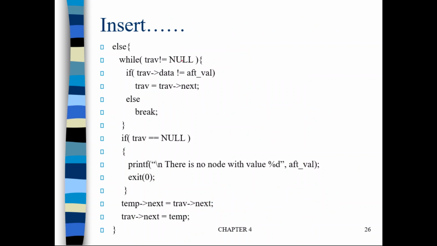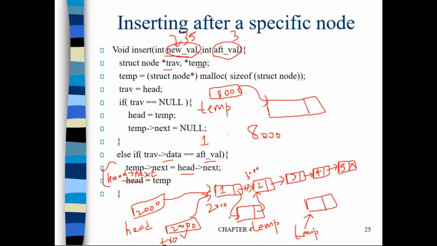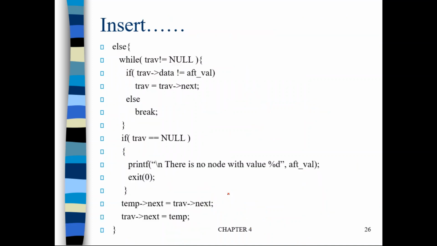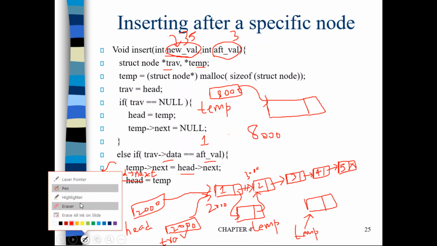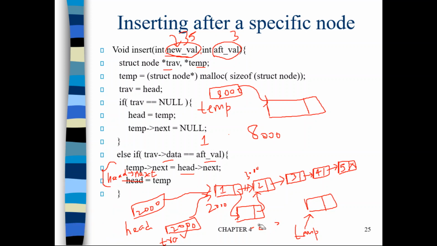Then while traverse not equal to null, what we do is we check if traverse arrow data not equal to after val. Okay, after val is the node after which you want to insert. So currently what is traverse? Traverse is pointing to the first node. You see whether the first node is null or not. If it is not null, you check if its data is equal to after val. What is its data? Its data is 1. Is it equal to after val? No, after val is 3. It's not. So this is not the place where we want to insert. Okay, let me delete this, otherwise it will create confusion.